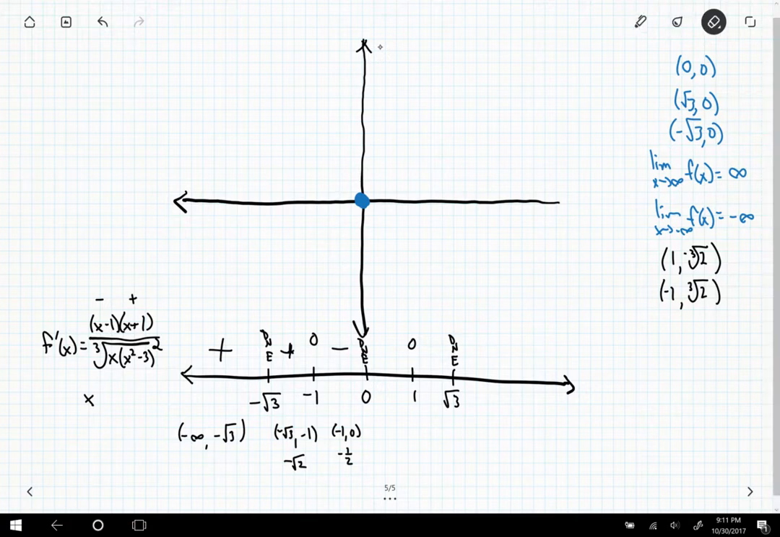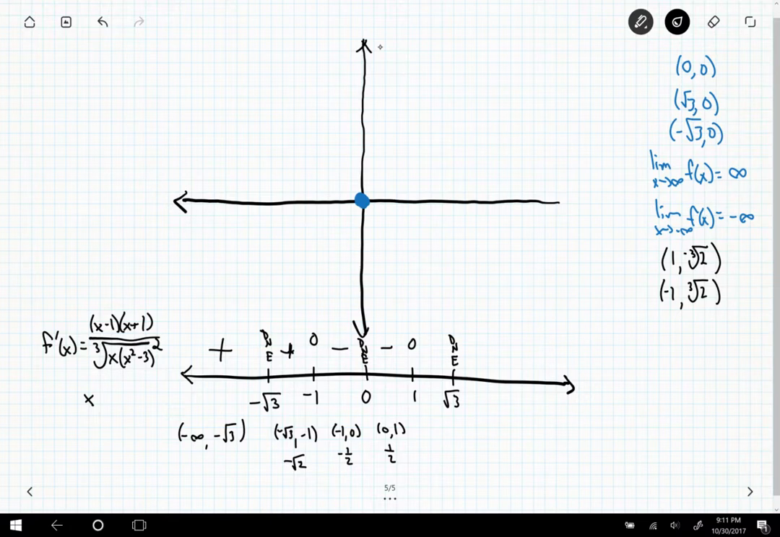Moving forward from this part, between 0 and 1 is our next test interval. So that means we got to check 1/2. When we check 1/2, or it doesn't have to be 1/2, it could be 1/3, 1/4, but check 1/2, you're going to get a negative here, and you're going to get a positive. Once again, negative times a positive is a negative. So we have the negative going on right there.